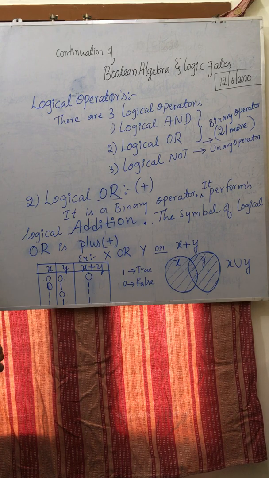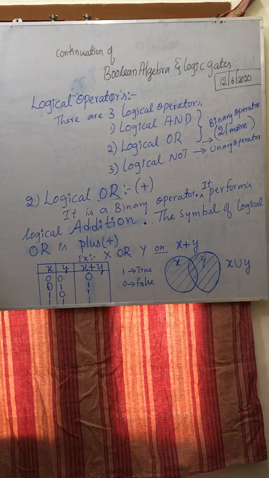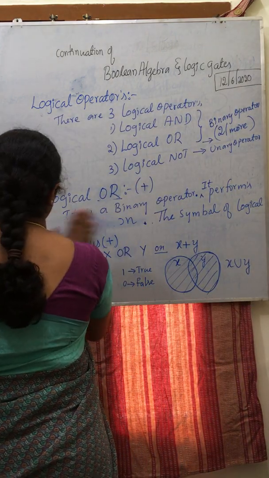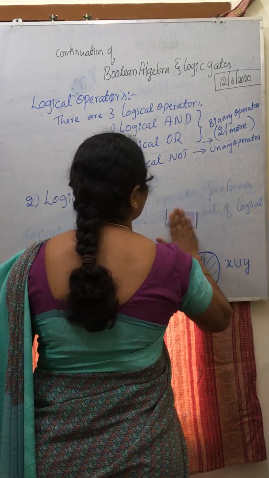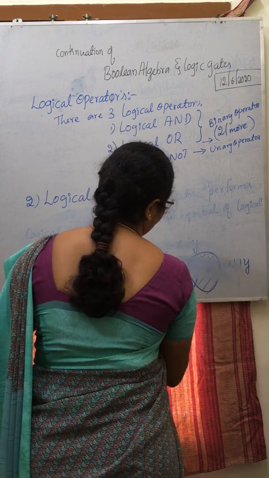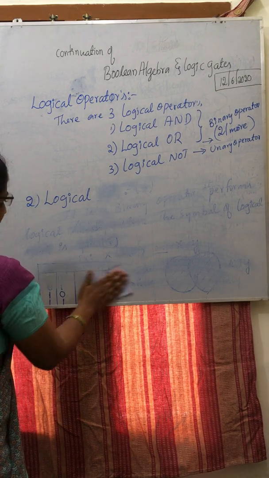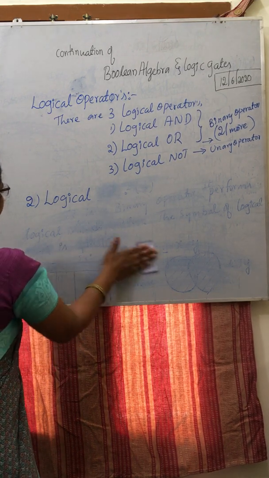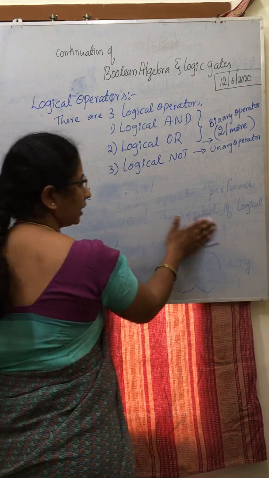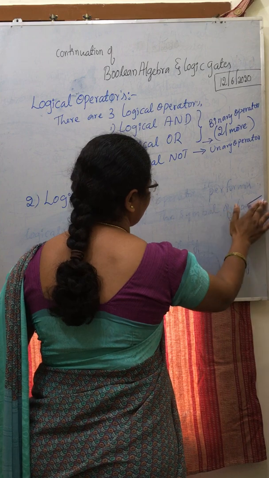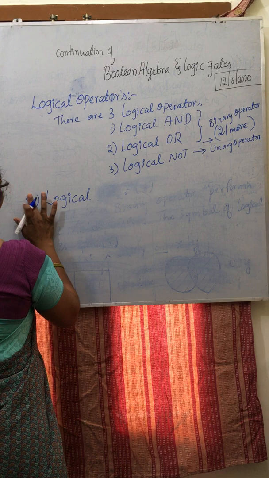Hope you understood the logical OR operator. Any doubt with the logical OR operator? Then next we'll go for the logical NOT operator. As I mentioned here, the logical NOT operator is a unary operator. It performs operation on only a single variable.